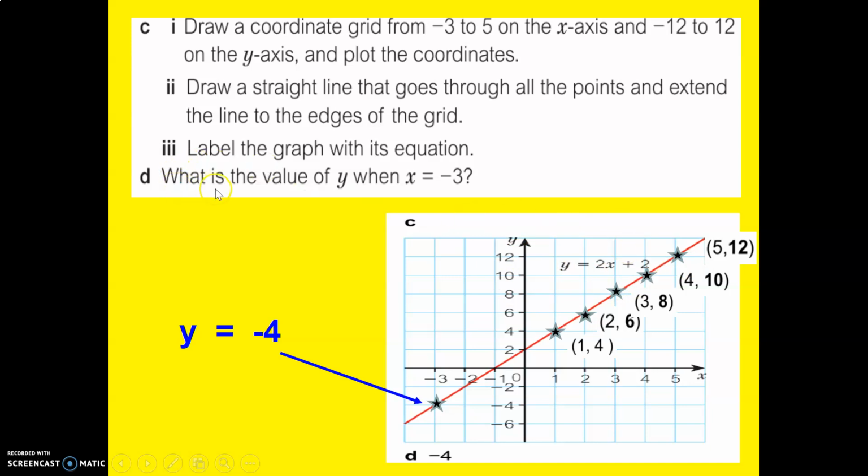Question: what is the value of y when x equals -3? So as you can see in the graph, locate x equals -3. So there is -3 and find the point on the line. Y equals -4. When x equals -3, y equals -4.